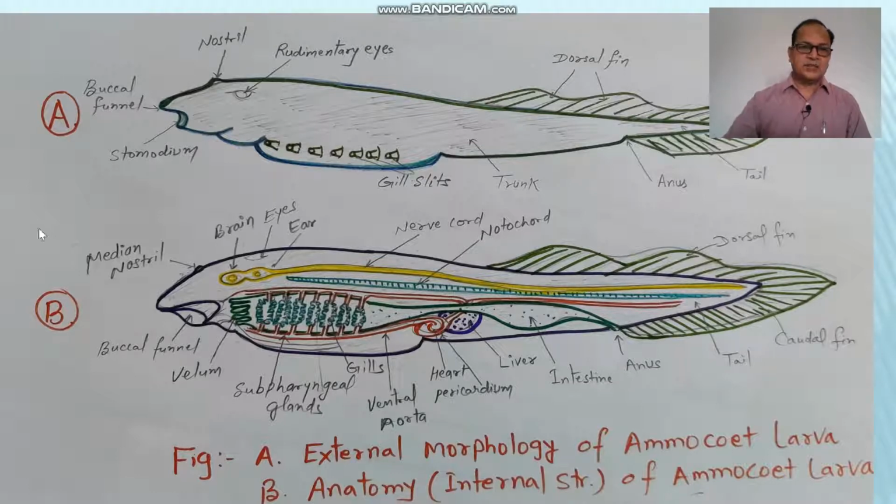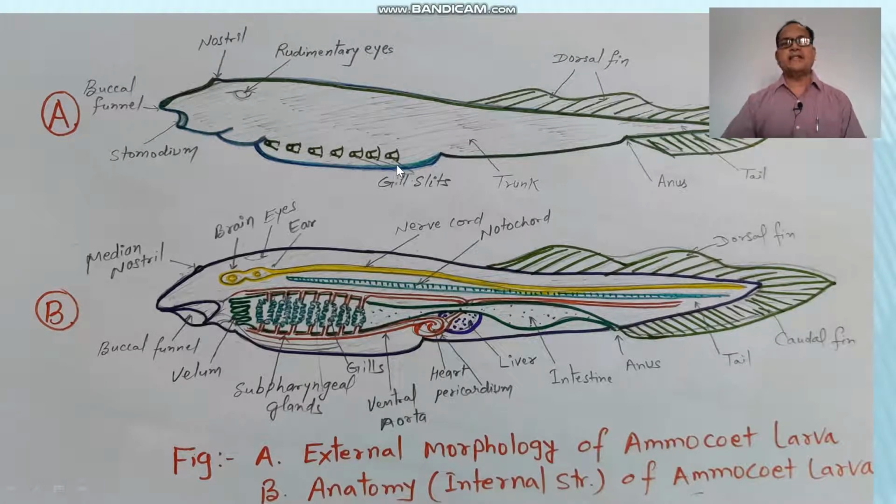First is the morphological, or external, structure. This is the mouth and buccal funnel, in the form of a buccal funnel or stomodeum, but not opened. There is a single nostril on the mid-dorsal line and rudimentary eyes. The eyes are not open; they are not functional at this time in the larva.